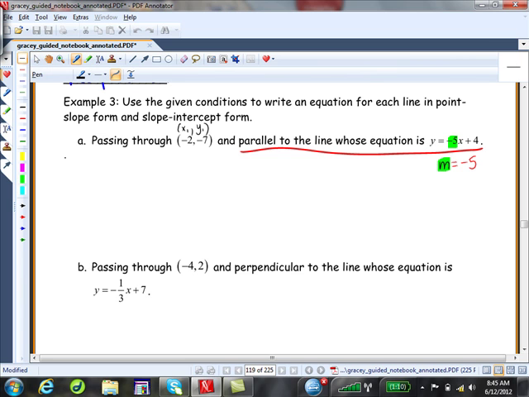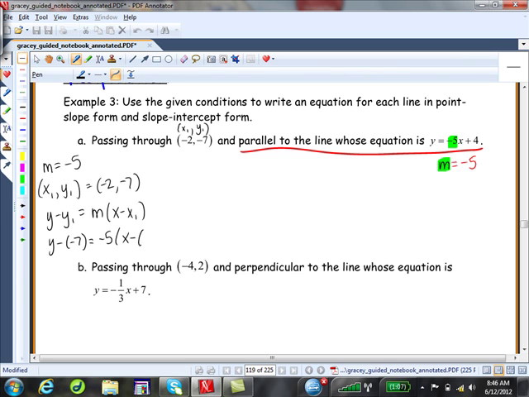So here we go. We have m is -5, which we found from that other line, and x1, y1 is -2, -7. So y minus y1, I got to start by the slope-intercept, is equal to m times x minus x1. So y minus, good, -7 is equal to the slope, -5 times x minus -2. So here's my x1.